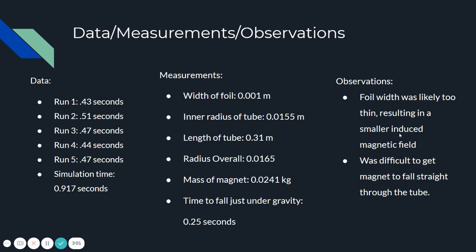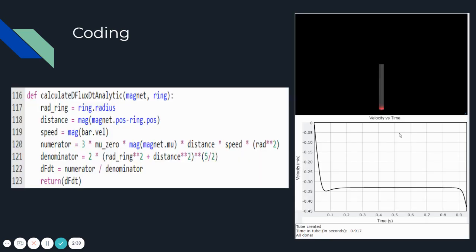For the observations, the foil width was likely too thin, resulting in a smaller induced magnetic field, which is why our time was so small. And it was difficult to get the magnet to fall straight through the tube, and it jostled around a little bit. All right, here's my coding.